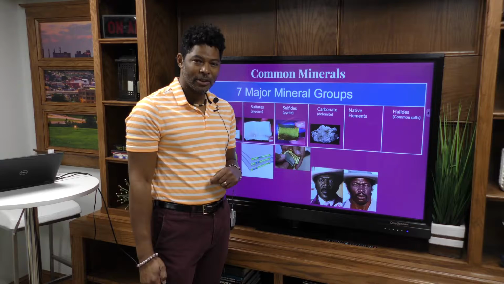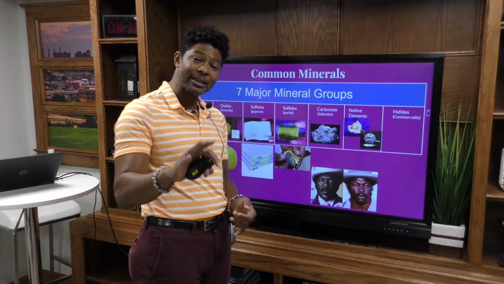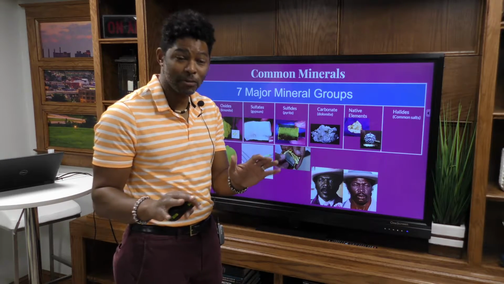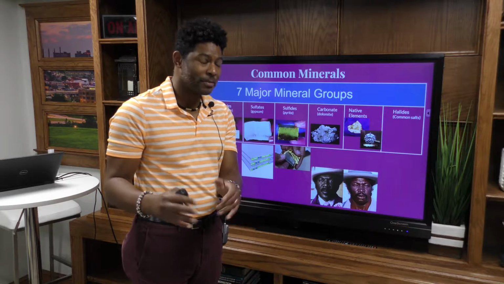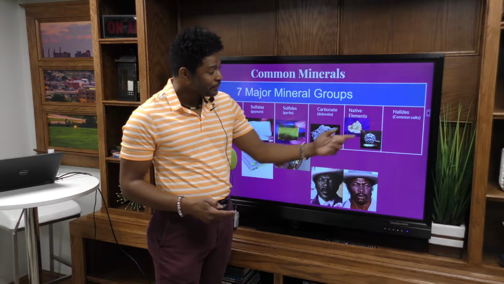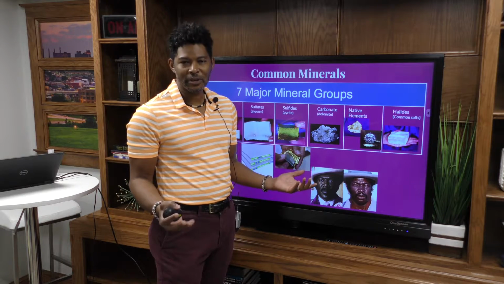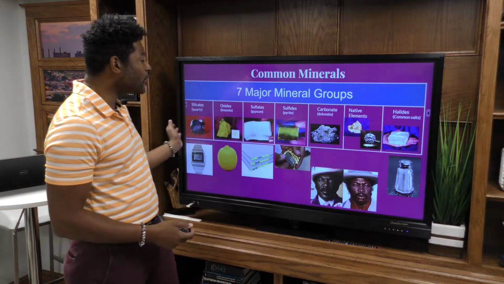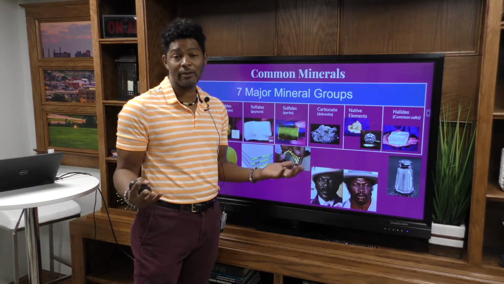Natural minerals. We're talking about gold and we're talking about diamonds. They're actually minerals that are pure in that all gold is just gold. It's not a mixture. Diamond, just diamond, not a mixture. It's carbon. And the last one, halides, commonly known as salt, like table salt, okay? So these are the ingredients, these are the minerals that will give us all of our rocks.